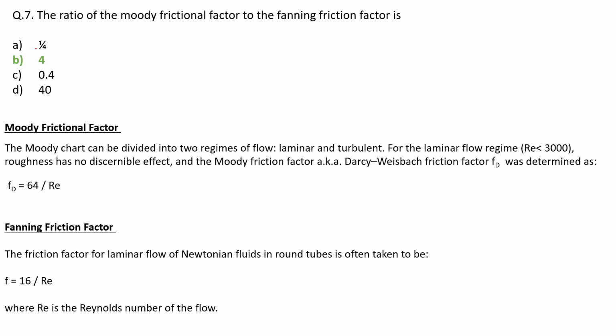Now, from these two equations of Moody friction factor and fanning friction factor, you can see they are asking the ratio of Moody to fanning friction factor. So it will be 64 by Re divided by 16 by Re. That is 64 divided by 16 equal to 4. So the ratio will be equal to 4, which is option B.